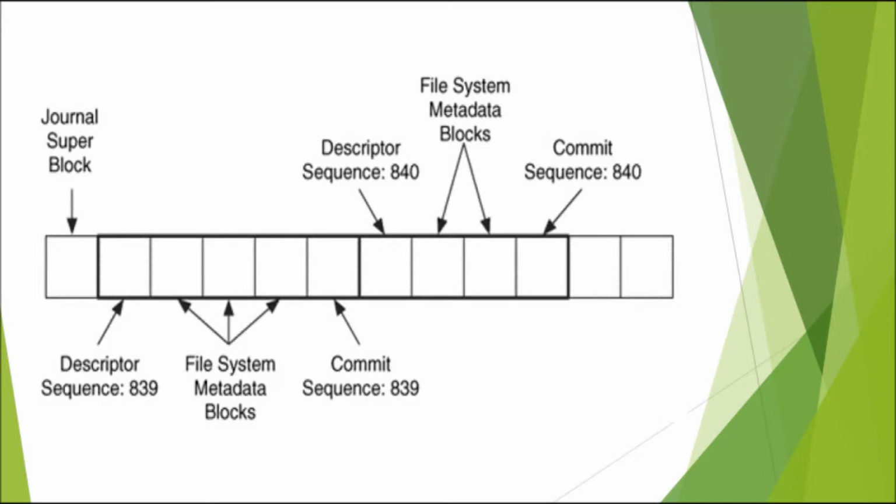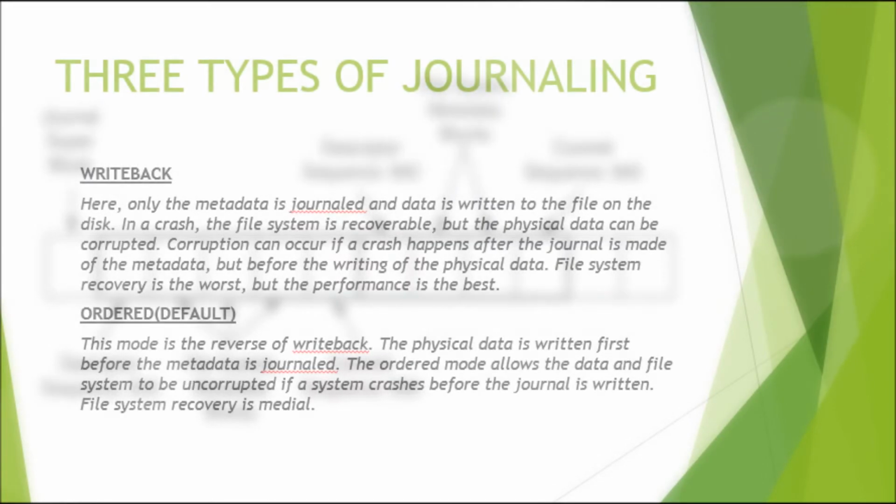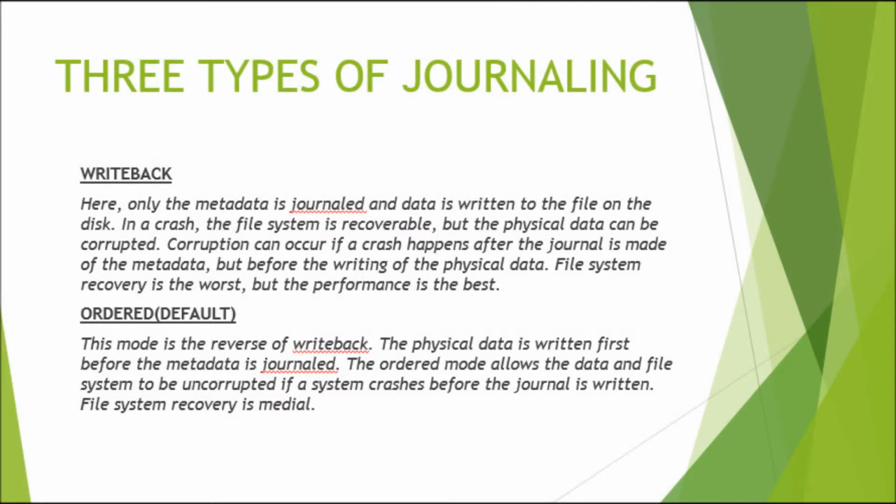This diagram shows how the journaling occurs. Three types of journaling. Writeback. Here only the metadata is journaled and data is written to the file on the disk. In a crash, the file system is recoverable, but the physical data can be corrupted. Corruption can occur if a crash happens after the journal is made of the metadata, but before the writing of the physical data. File system recovery is the worst, but the performance is the best.